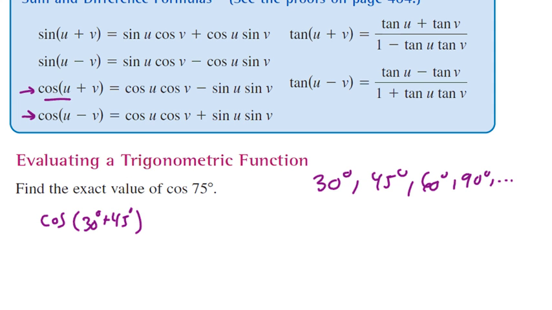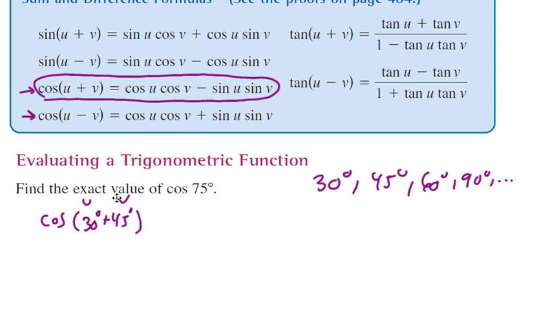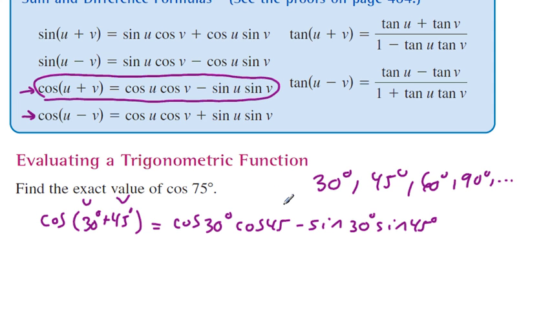Okay, so we're going to be using this formula right here then. This 30 degrees is going to be our u, and this 45 degrees is going to be our v. So I'm just going to straight plug it in. That's the cosine of 30 degrees times the cosine of 45 degrees minus the sine of 30 degrees times the sine of 45 degrees. And I should put the little degree symbol there because we are in degrees. All I did was replace u with 30 and v with 45, and now this is very simple. We just use what we know about the unit circle.